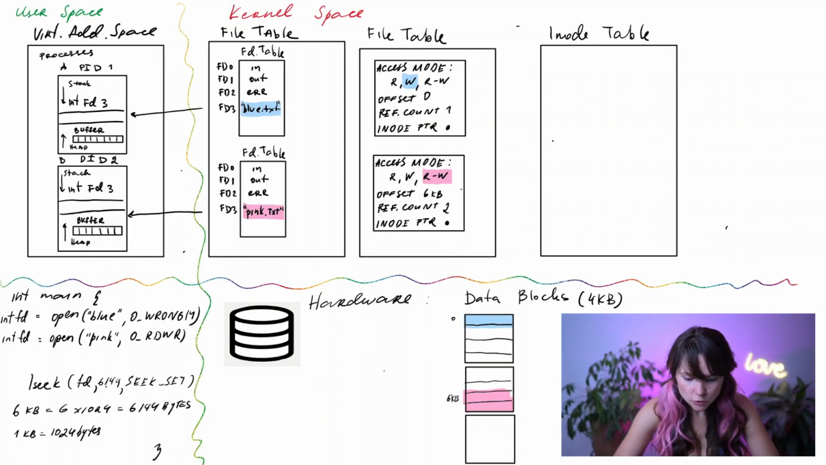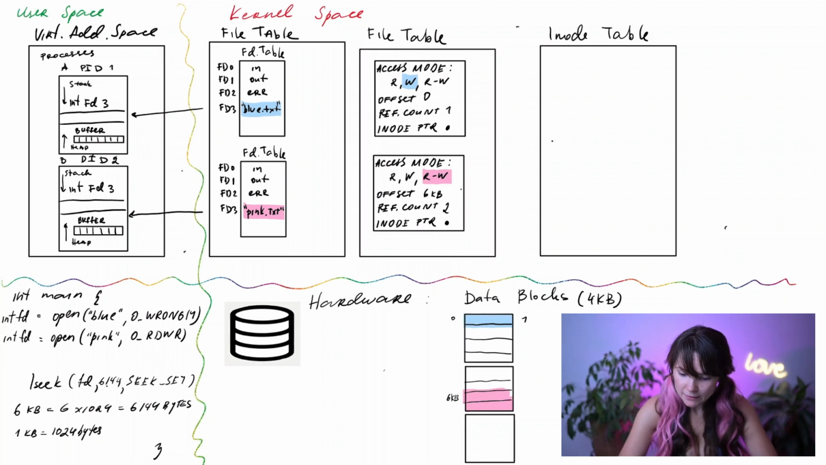For our two files, we can imagine that the first file is 1 kilobyte. When our blocks are 4 kilobytes each, we can partition it into 4 sections, just for visualization. So the first file would fill this part of the data block, and the second file is 2 kilobytes. We said that it has an offset of 6 kilobytes, and it starts right here. So then it will fill this part of the data block.